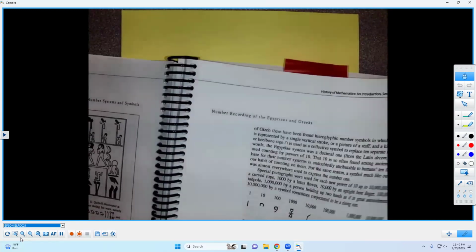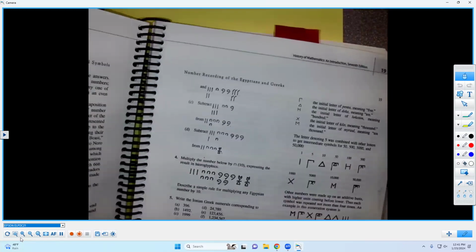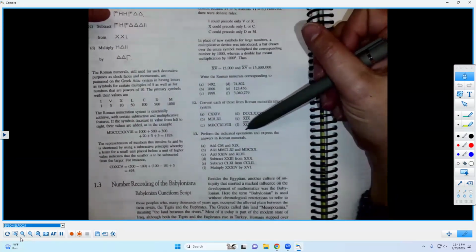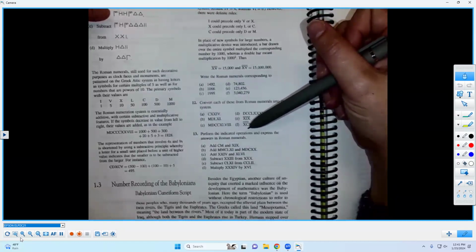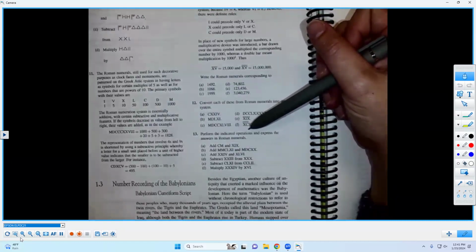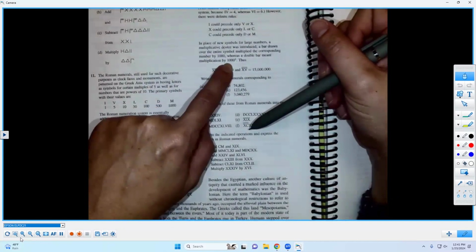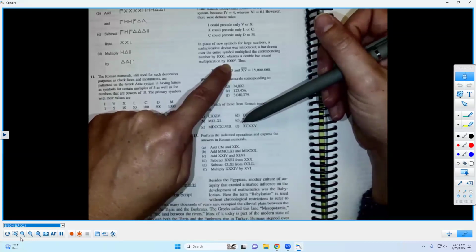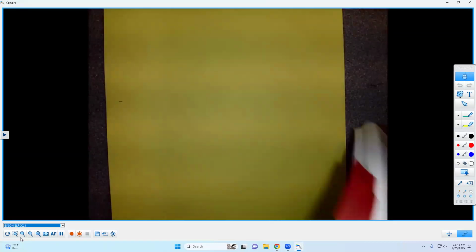Any other questions on the homework? Question mark on 12F. Convert this. No, that would be a really big number because the 2 lines means you multiply by 1,000 squared. So yeah, it'd be a huge number. So yeah, you're good. Should be a huge number.